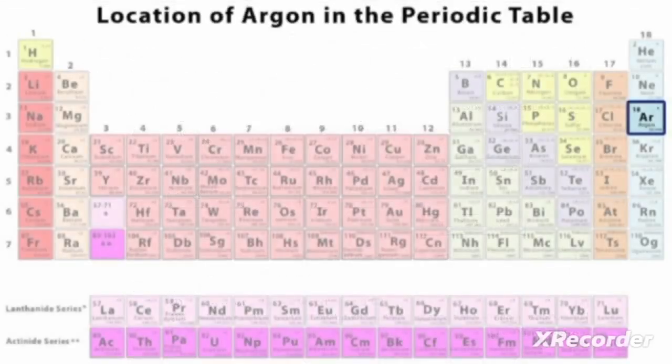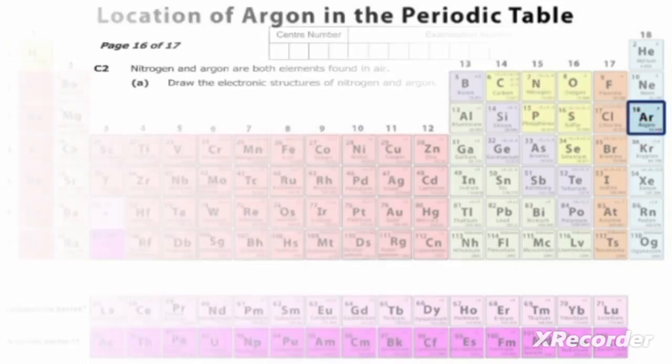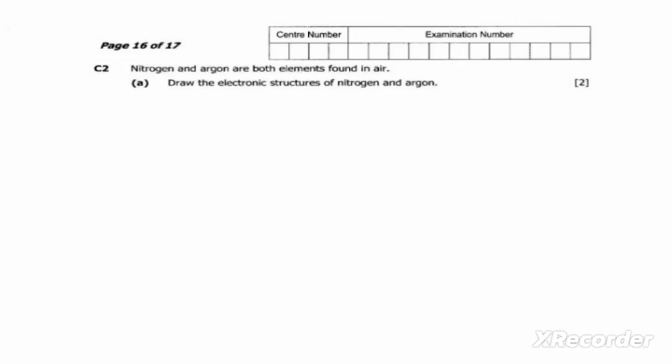So the first thing that we need to do is to identify nitrogen on the periodic table. Nitrogen is found in group 5, and argon is found in group 0. And we can see that the atomic number of nitrogen is 7 and the atomic number of argon is 18. So therefore, we are going to start with the electronic configuration. Let us start with the electronic configuration of nitrogen.